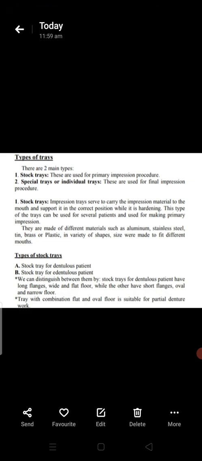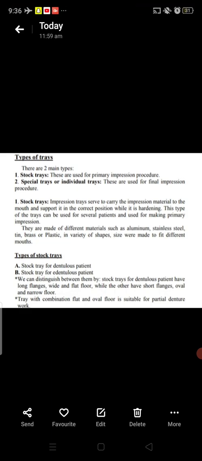Now, there are two main types of tray. Number one is the stock tray. What is a stock tray? It is used for primary impression making. Next is the special tray or individual tray. These are used for the final impression procedure for a specific patient.